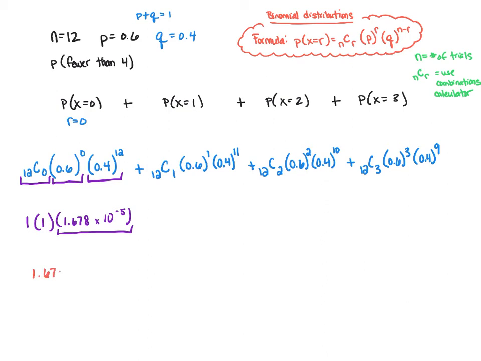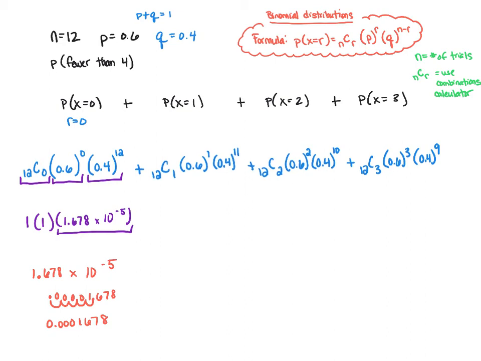So, 1.678 times 10 to the negative 5th. That means I have to move this decimal to the left, because it's a negative 5. So there's 1, so that 1 takes up the first space. So that's count 1. And then 2, 3, 4, 5. There's the new place for my decimal. I fill in the empty spots with zeros. So that means 1.678 times 10 to the negative 5th power is actually this number written out in standard form.